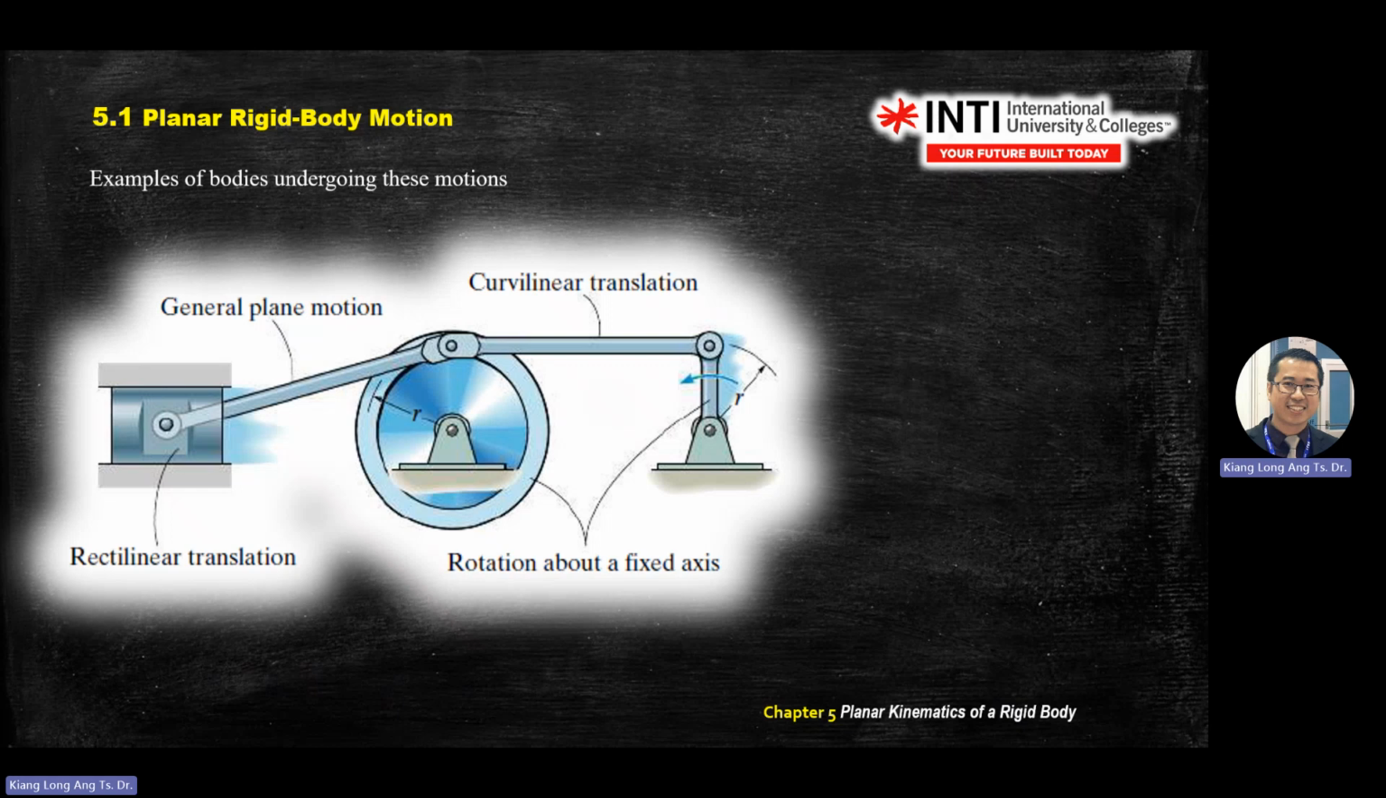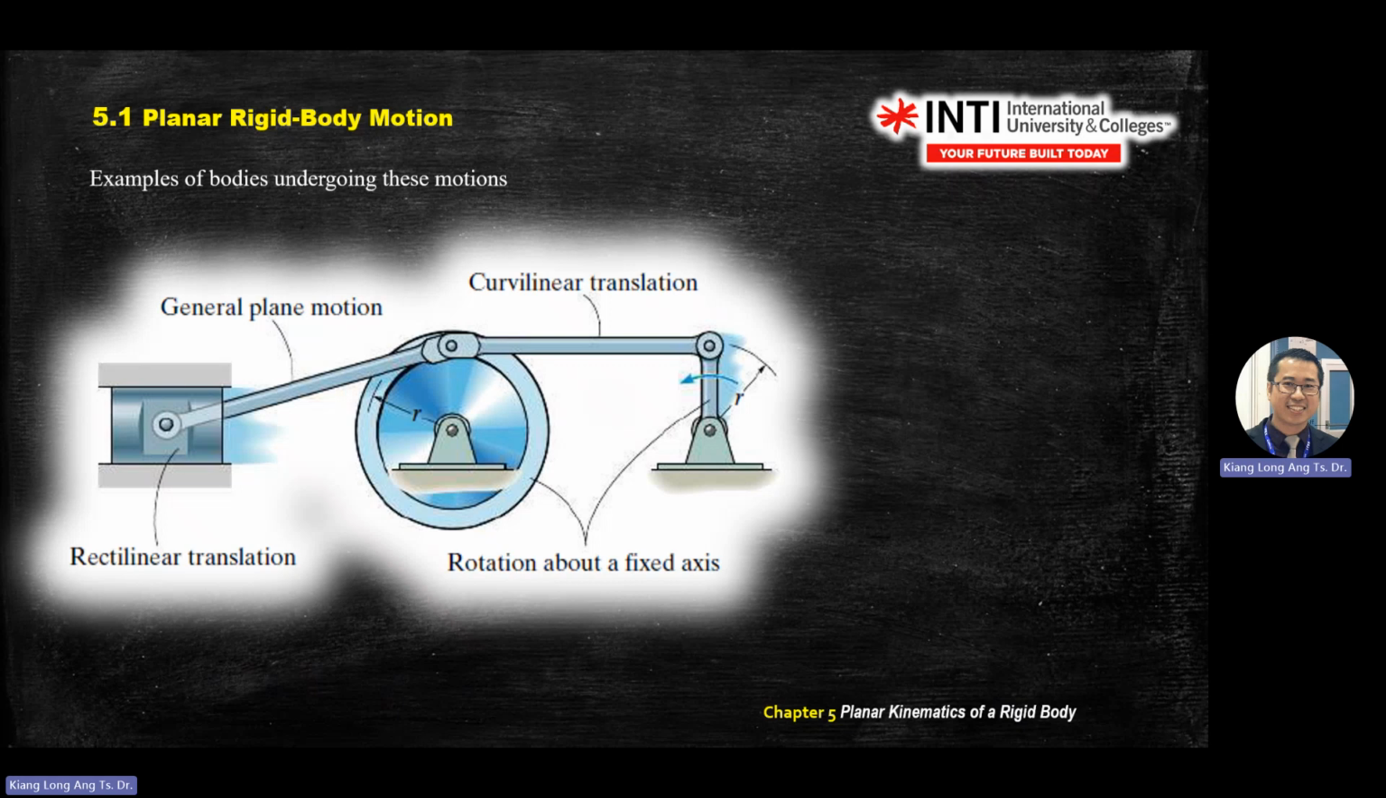This is the general plane. General plane, this means what? This one rotates, but this side translates. So this link, this body here, has two motions. So you look at the two dots. This dot is rotating, but this dot cannot rotate. It can only go left, right. So it's a combination of two.